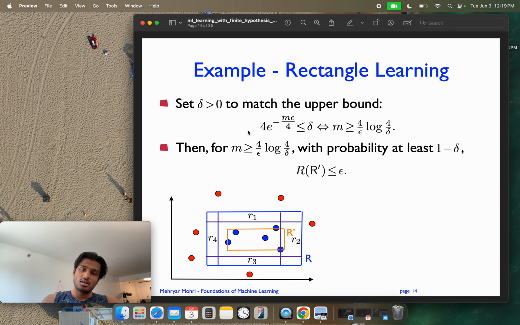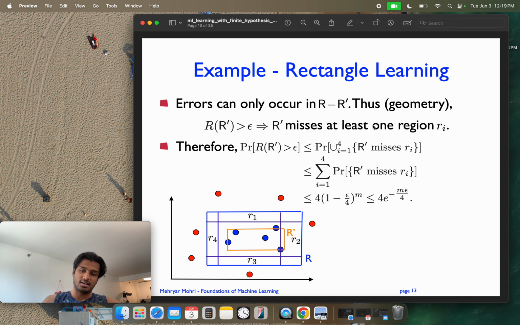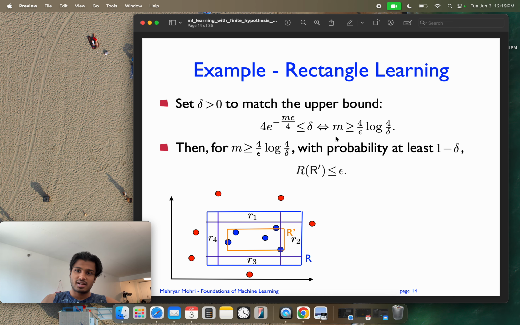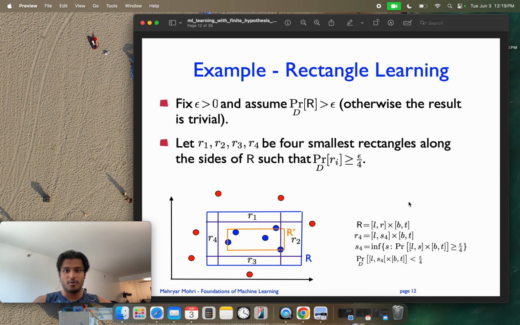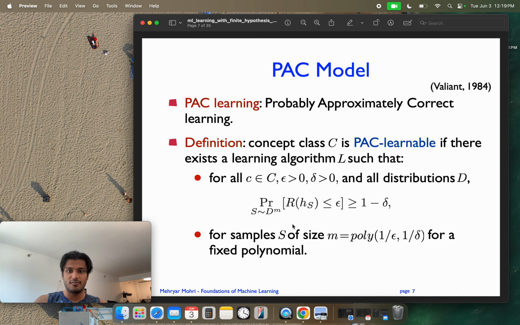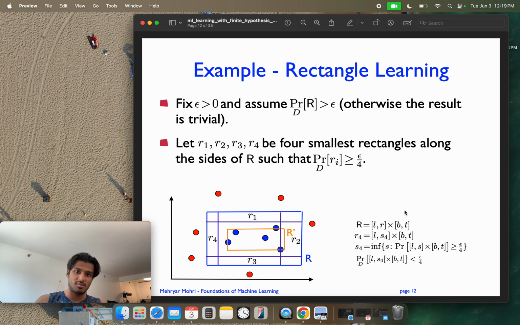So now if I set this side equal to delta, what we have is that m, the number of samples, has to be greater than 4 over epsilon log 4 over delta. All I did was look at this probability that risk is greater than epsilon is less than some number. And for the PAC learning model, we need to get it in the form that the probability that risk is less than epsilon is greater than 1 minus delta. So this is of the same form essentially.